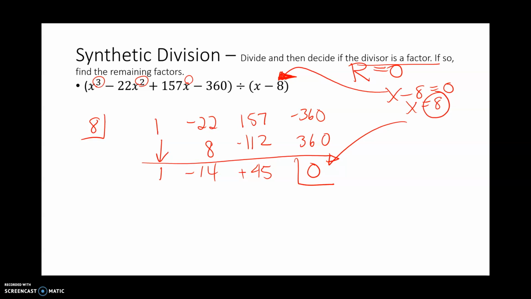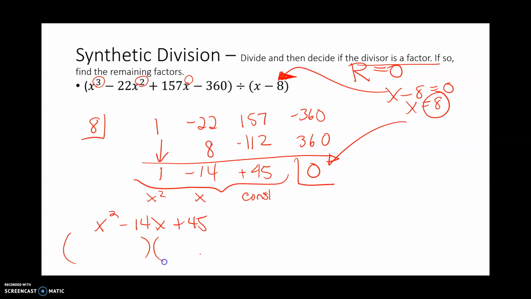So x minus 8 is indeed a factor. So now what we need to look at to evaluate what the other factors are is the quotient here. Remember, you start from the right. The first term is the constant. The next term to the left is the x term, then the x squared term. So we have left over x squared minus 14x plus 45. Right now we're going to decide if we can factor this, to find the remaining factors.